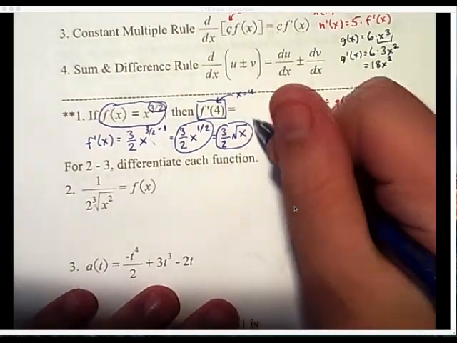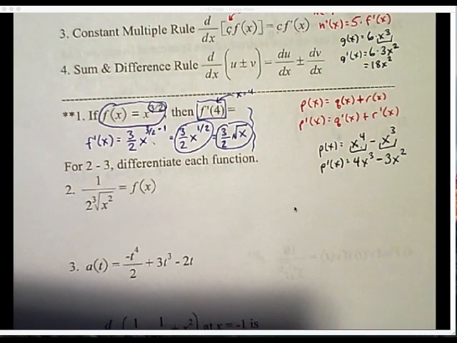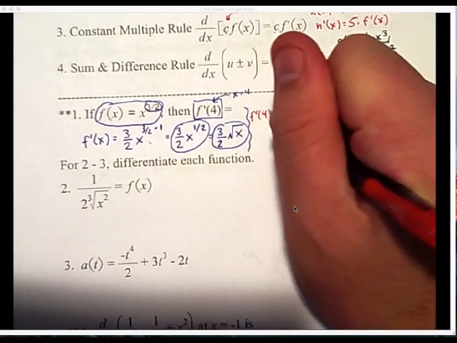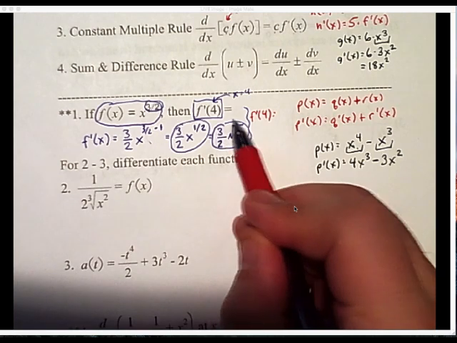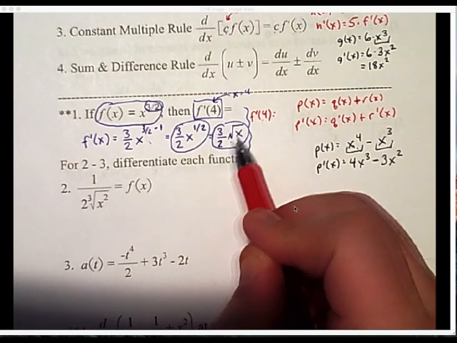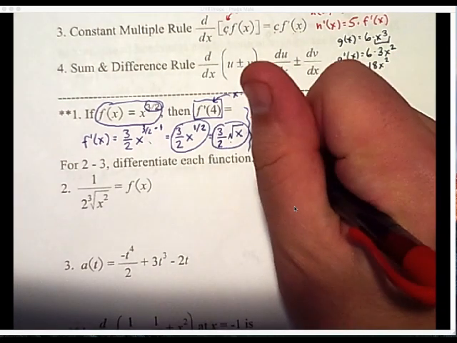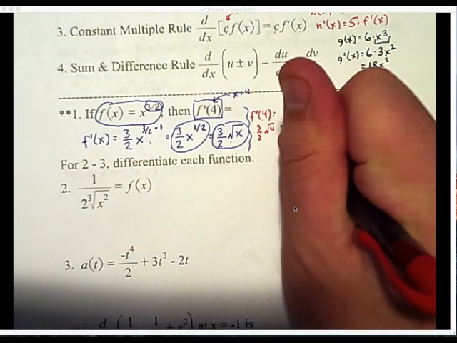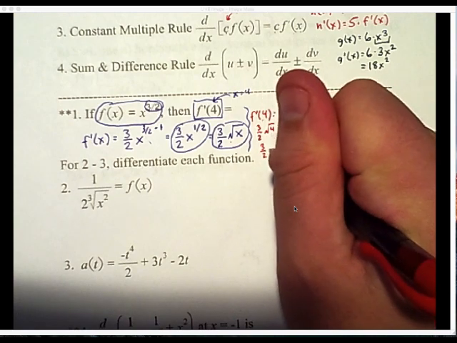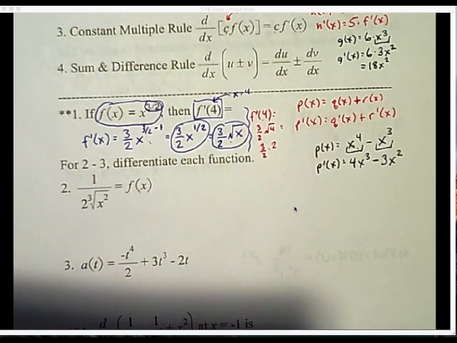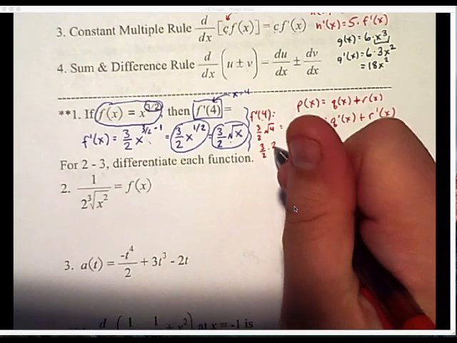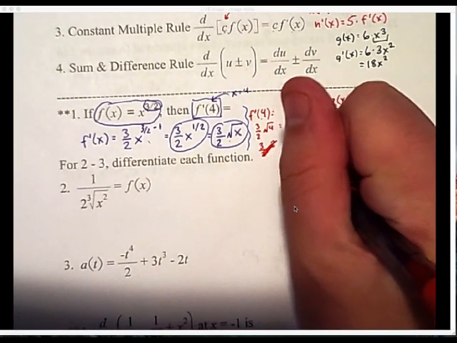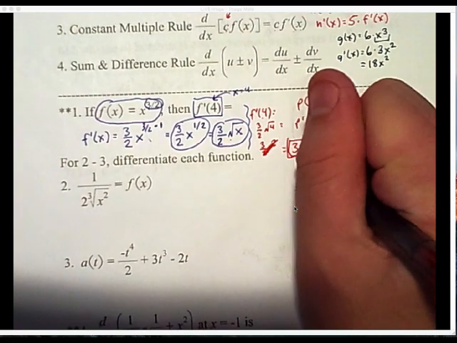Now we're not quite done with the problem yet, because they want to know what's f prime at 4. So here's my derivative function. I'm going to plug in 4 where I see the x. So I'm going to take 3/2 times the square root of 4. I'm going to simplify it. What is the square root of 4? Well, it's just 2. And here these 2's cancel. Okay, so my final answer for this problem is simply the number 3.